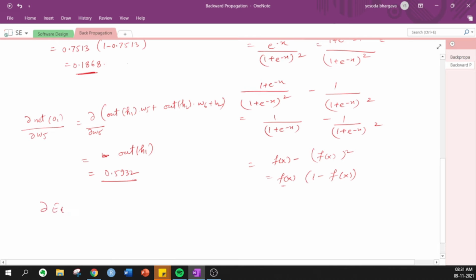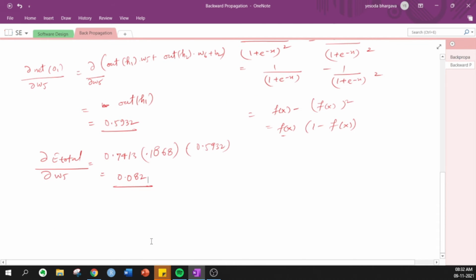So the partial derivative of total error with respect to W5 is nothing but the multiplication of the terms we have computed. So it is 0.7413 into 0.1868 into 0.5932. So this value comes out to be 0.082. Okay. So now how we update W5 is this.